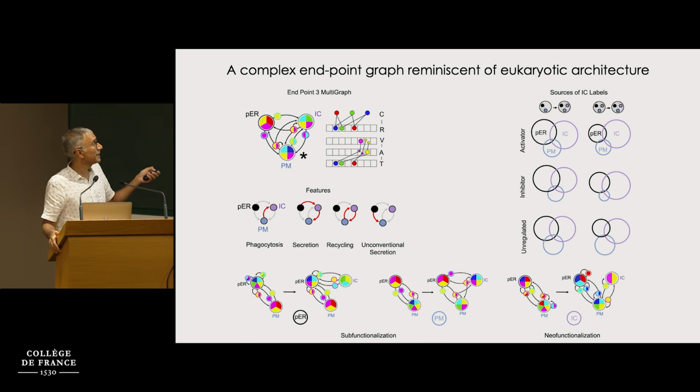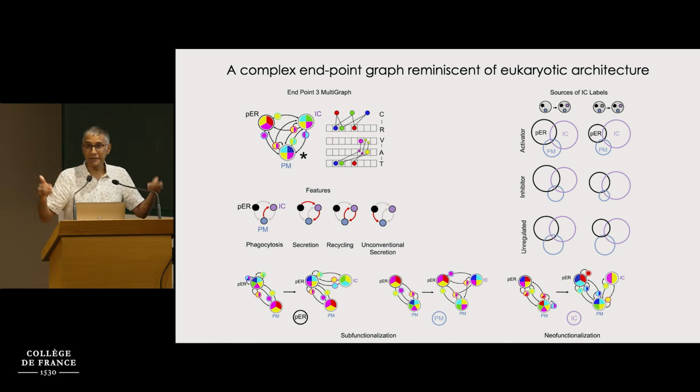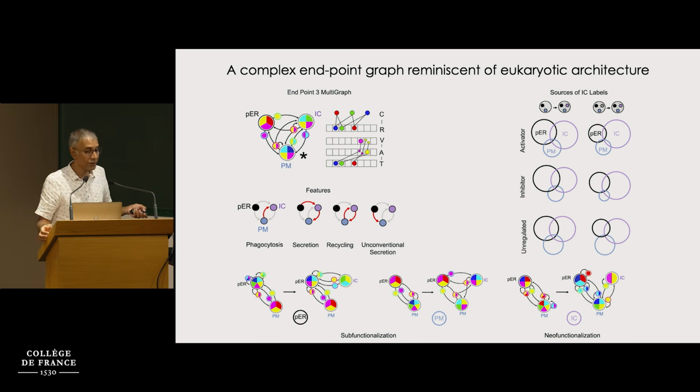And why is it interesting? It's because this little network has vesicle flows that resemble phagocytosis from the PM to the internal compartment, secretion from the internal compartment, i.e. the Golgi, to the PM, recycling from the internal compartment to the PM, and then even direct secretion from the ER to the plasma membrane. This is the kind of stuff which modern eukaryotic cells rely on for a lot of their basic functioning.